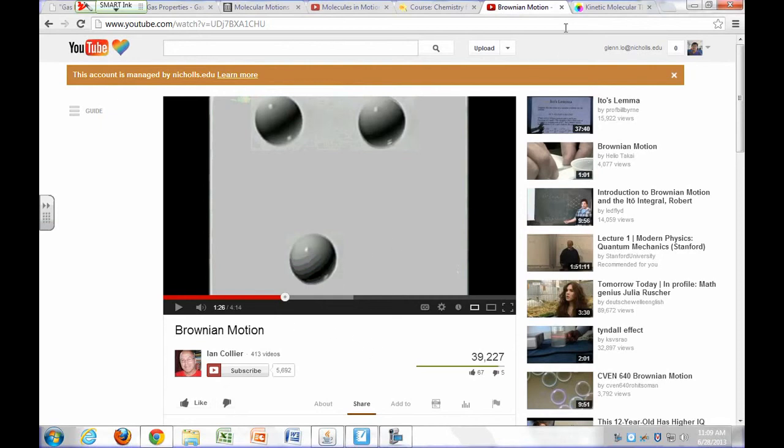So the basic idea there is these little tiny particles, which we might be able to see through a microscope, show a random motion that can be explained in terms of collisions with particles that we can't see, and those are your molecules.